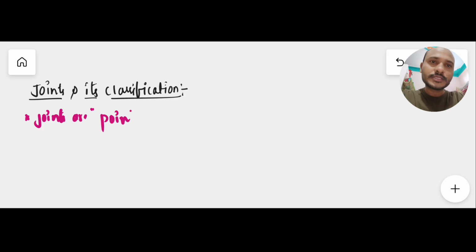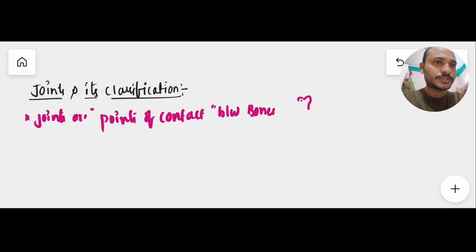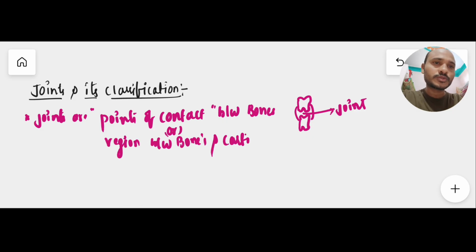Joints are points of contact between bones. For example, if there are two bones connected to each other like this, here we have a joint. So this region is called a joint. Joints are a point of contact between bones. Or we can also define it as the region between bones and cartilage. The region between bones and cartilage can also be called a joint.